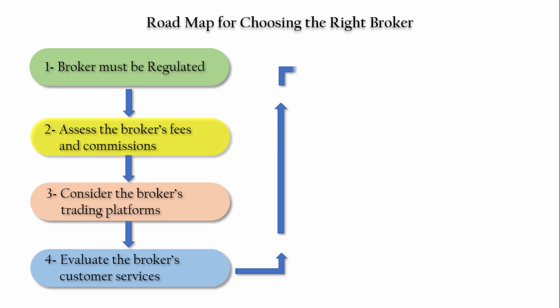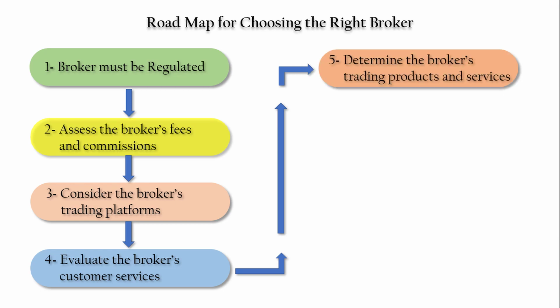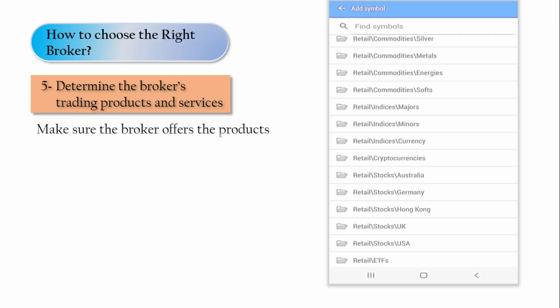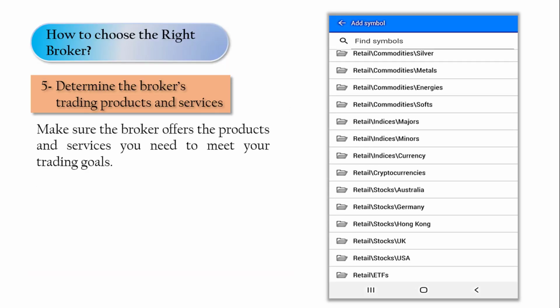So after you evaluate the broker's customer service, then determine the broker's trading products and services. To determine the broker's trading products and services, make sure the broker offers the products and services you need to meet your trading goals. Most brokers cannot provide all the financial products. So before you start working with any broker, make sure that the products that you are going to trade, that broker has on their platform.